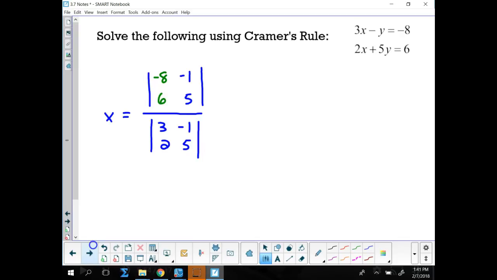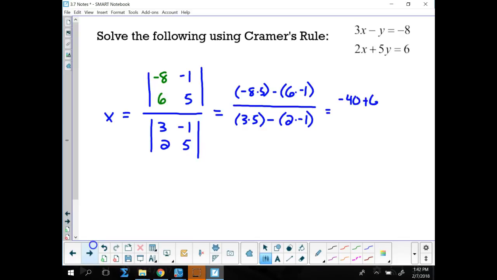Criss-cross. So it's negative 8 times 5 minus 6 times negative 1, all over 3 times 5 minus 2 times negative 1. Negative 8 times 5 is negative 40, minus negative 6. 15 minus negative 2 gets me negative 34 over 17, and that reduces to x equals negative 2.